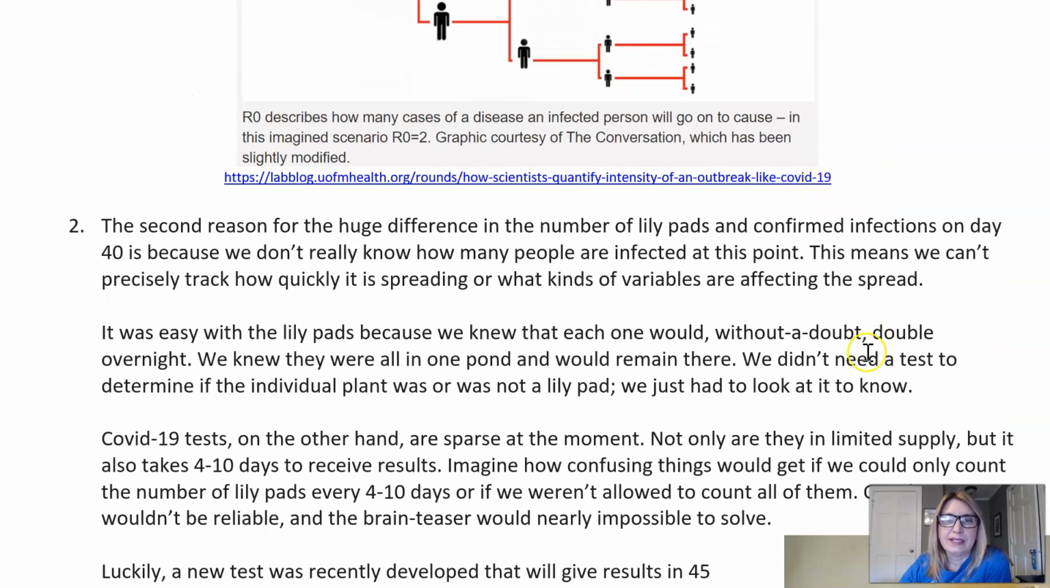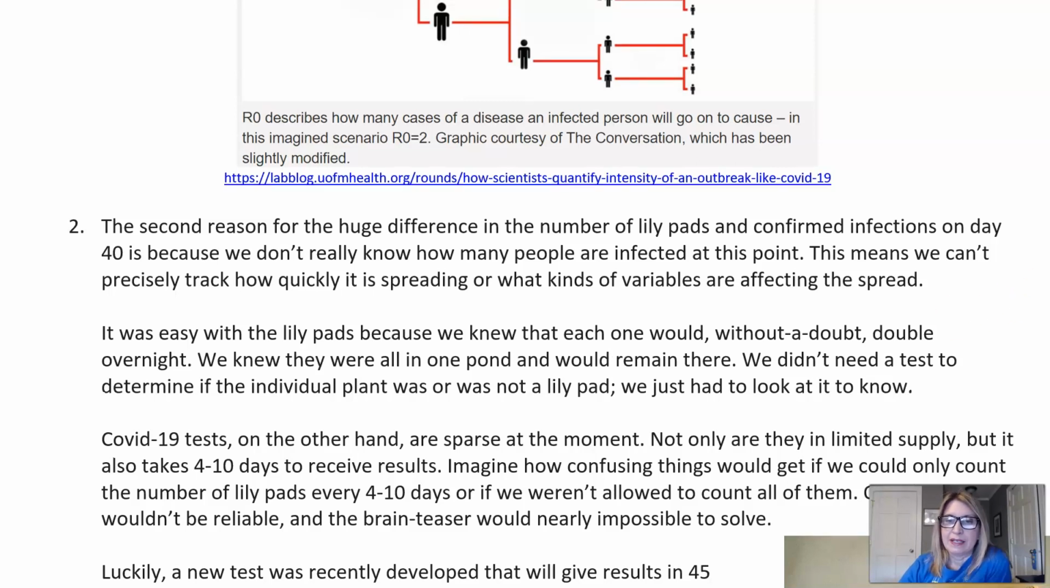The second reason for the huge difference in the number of lily pads and confirmed infections on day 40 is because we don't really know how many people are infected at this point. This means we can't precisely track how quickly it's spreading or what kind of variables are affecting the spread. It was easy with the lily pads because we knew that each one was going to, without a doubt, double overnight. We knew they were all in one pond and that they were going to remain in that pond. We didn't need a test to determine if the individual plant was a lily pad or not. We just had to look at it and be like, oh, well, that's a lily pad.